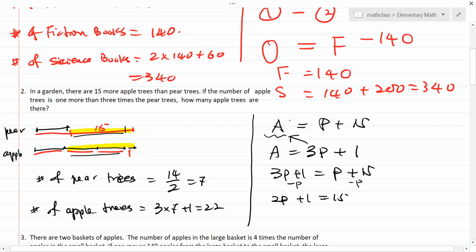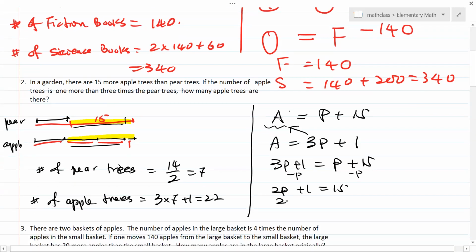Now I think the p should be equal to 7, right? 2 times 7 plus 1 is 15. You can do one more step. You can say 2p equals 14, and p should be equal to 7. So then you figured out the number of the pear trees, then you can figure out the number of the apple trees. Okay? Once you get the value of p, then you can get the value of a.